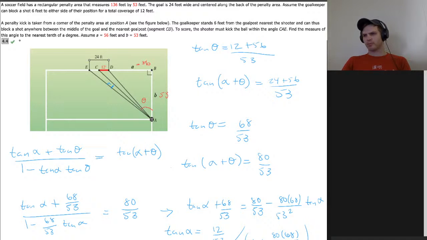Okay. Then this 53 squared over 3 squared, and we get 12 over 53, cancel, 53 over 3 squared plus 80 times 68. Oh no, let's see if that worked. So this is the tangent of alpha.